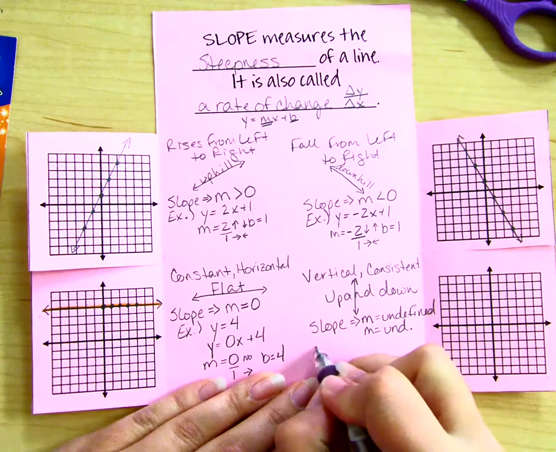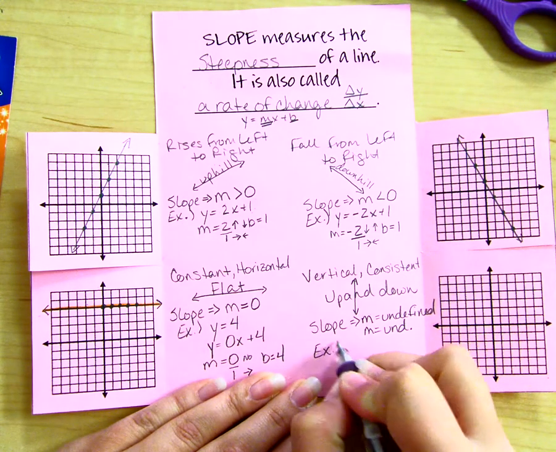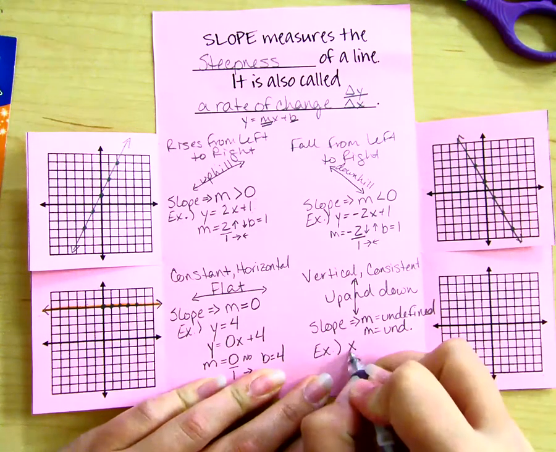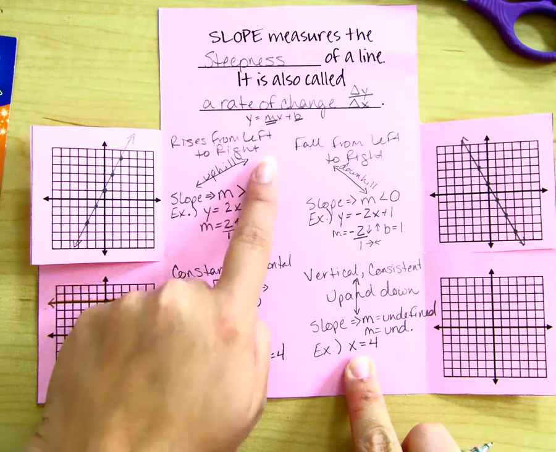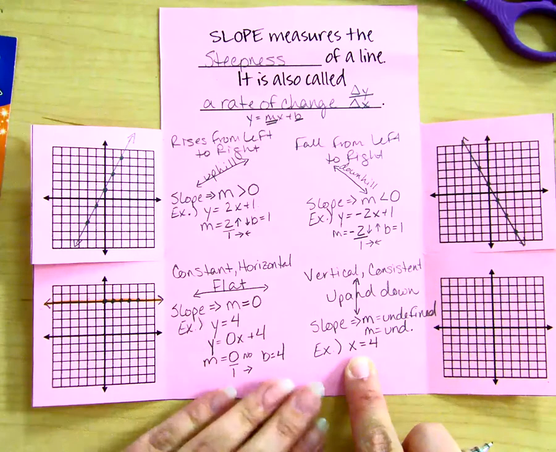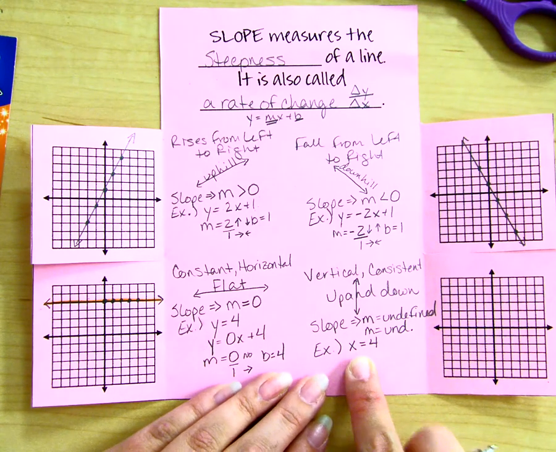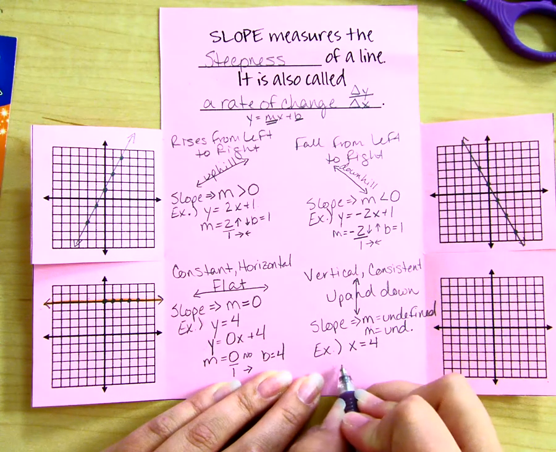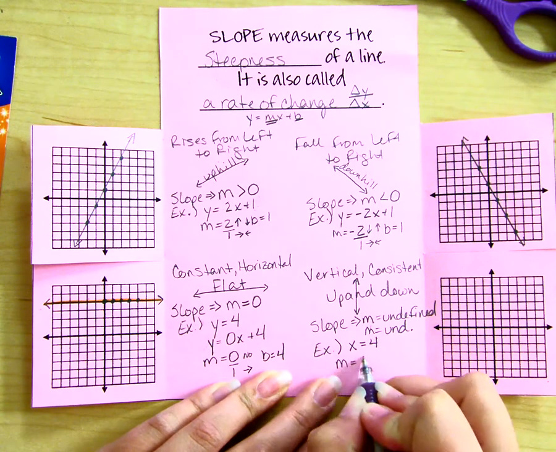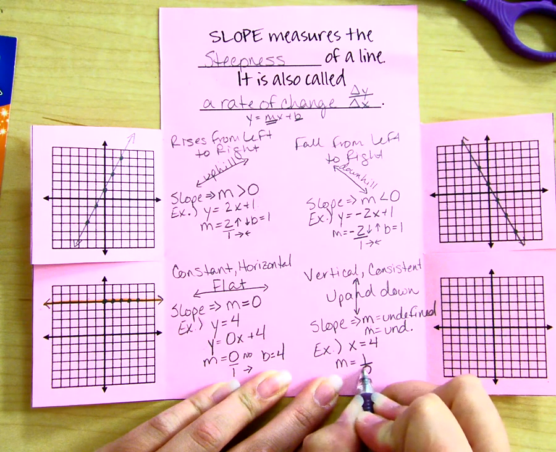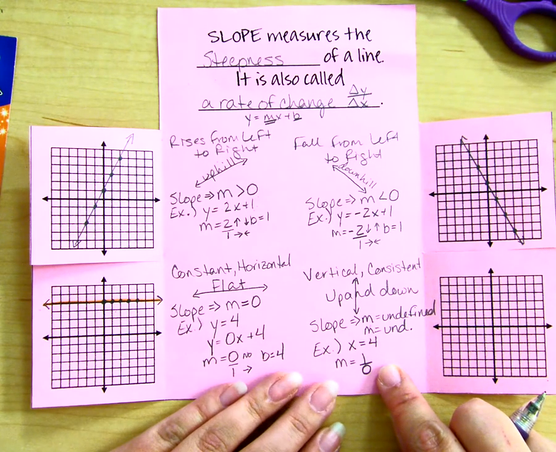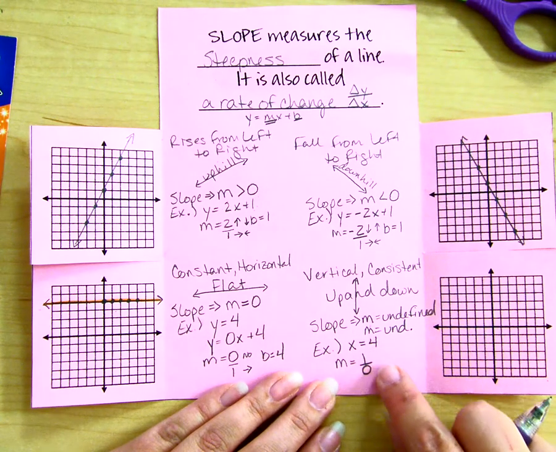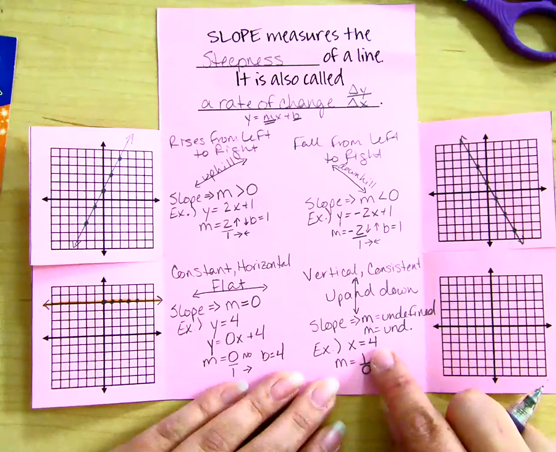So an example of a slope that is undefined would be like saying x equals 4. In this case, it's not even in the form y equals mx plus b. This is an equation x equals 4. So our slope is like saying 1 over 0. And if you were to type that in the calculator, it would tell you error because you cannot define that. You can't divide 1 by 0 because you can't put 0 into any number.